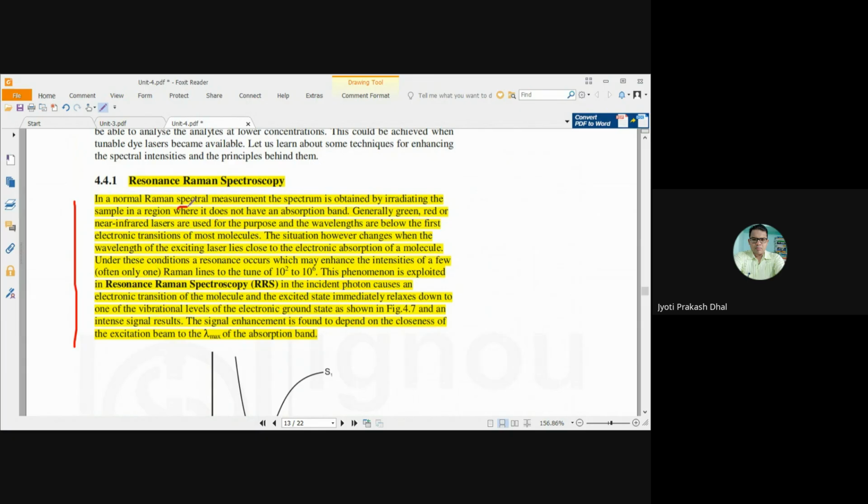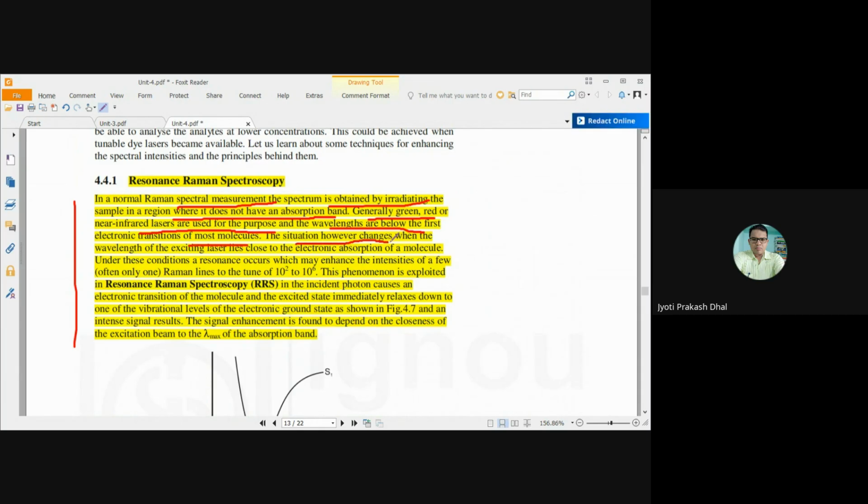In the normal Raman spectral measurement, the spectrum is obtained by irradiating the sample in a region where it does not have absorption bands, and generally green, red, or near infrared lasers are used for this purpose, and the wavelengths are below the first electronic transition of most of the molecules.